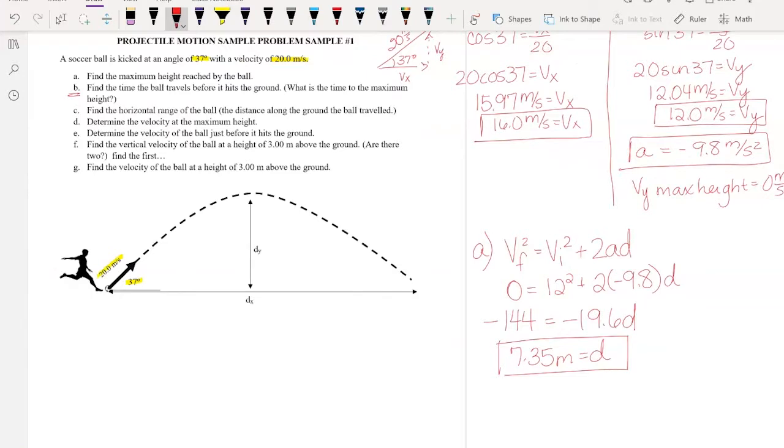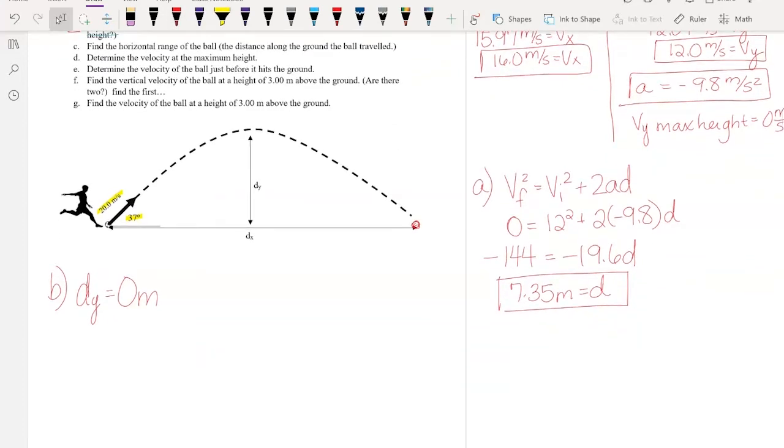So find the time the ball travels before it hits the ground. So that's the whole parabola. And what we know about that situation is the D in the y is 0 meters, because it started at this level and it ended at this level. So it has made no displacement overall.